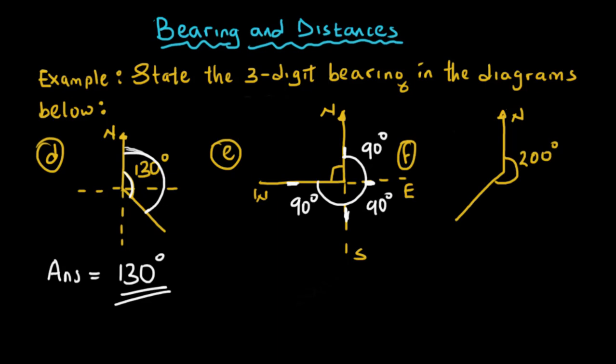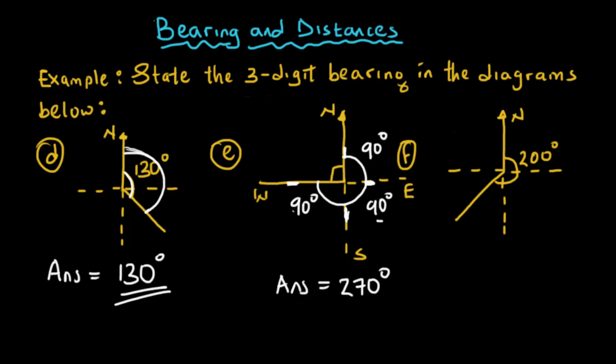Now we add them together. 90 plus 90 is 180. 180 plus 90 is 270. So answer equals to 270 degrees. Do you understand? Let's go to F. So remember, first complete the directions.